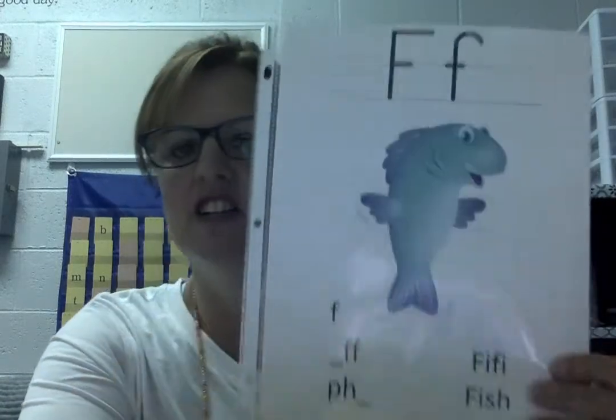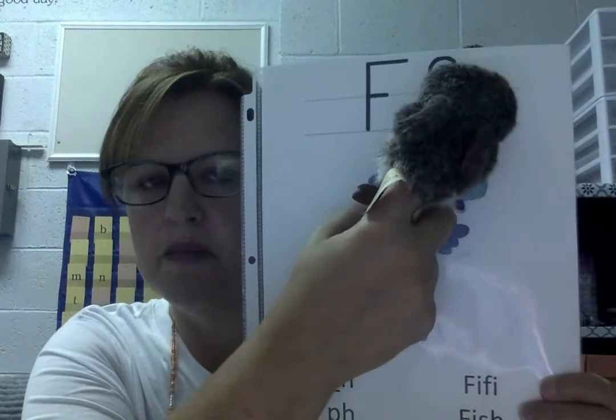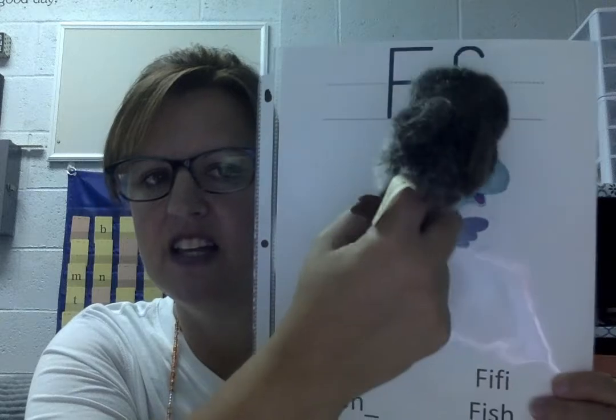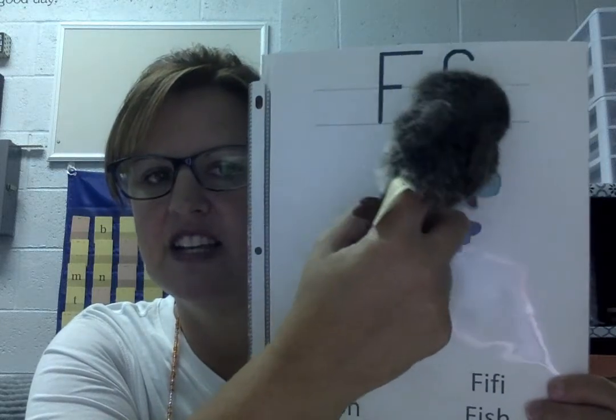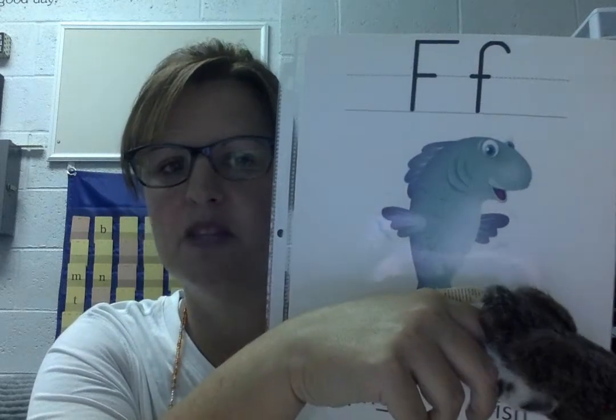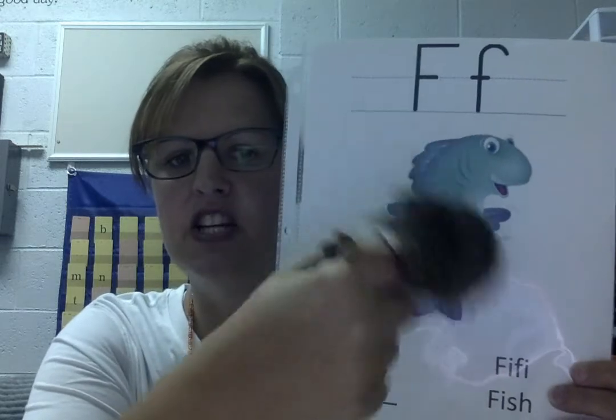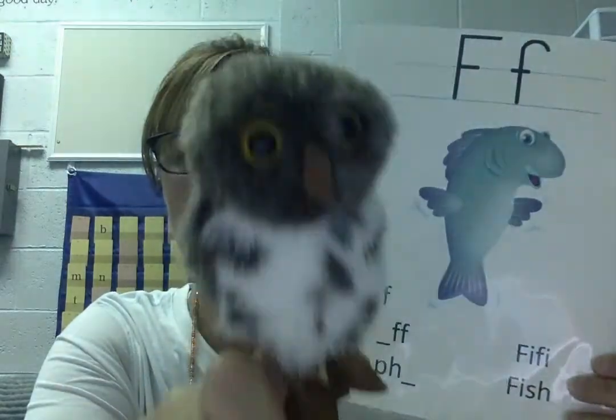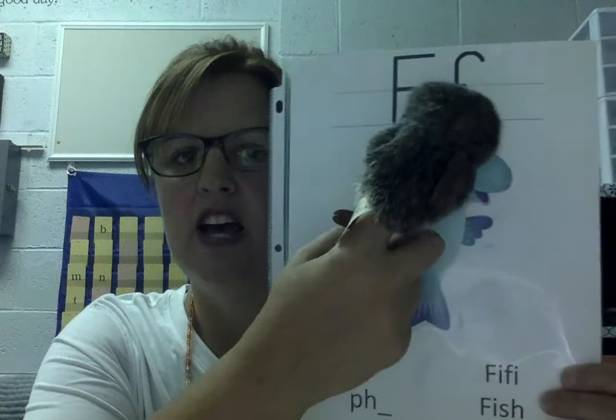Our next alpha friend is Fifi Fish, another skyline letter. Remember, we hook up to the skyline, down to the grass line, and we cross over at the plain line. F, fish, F, fish.